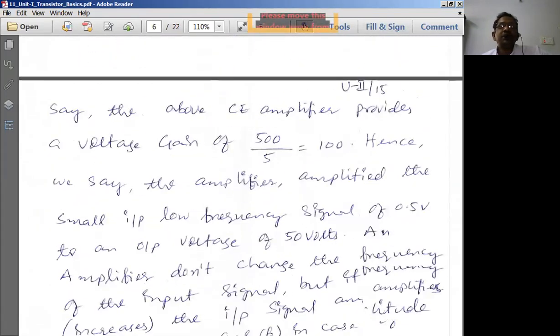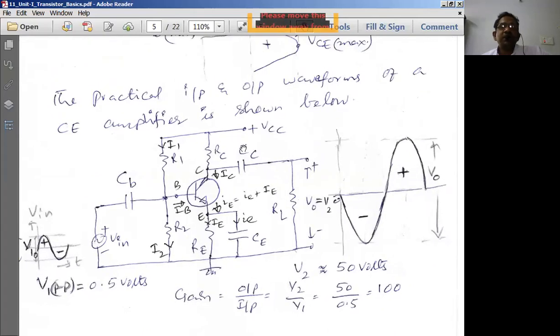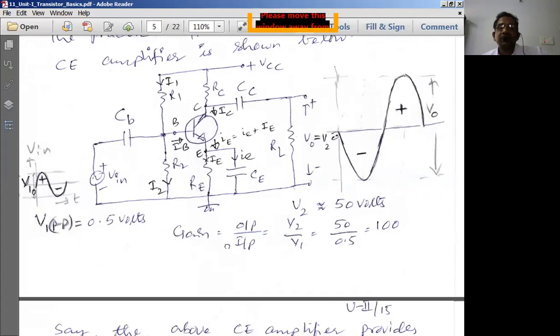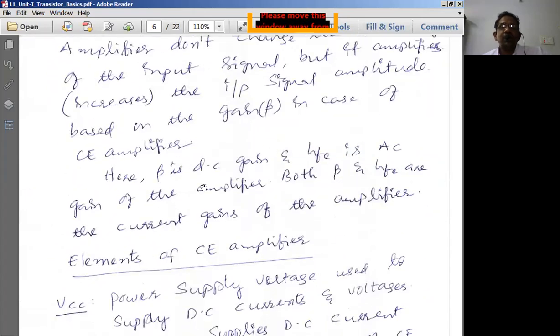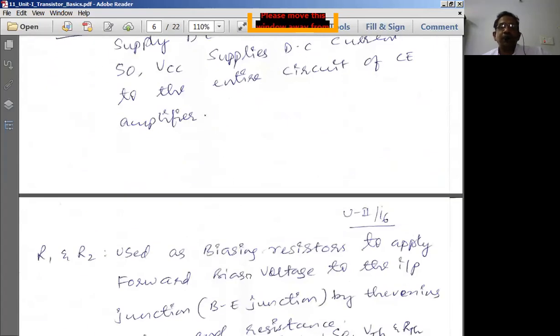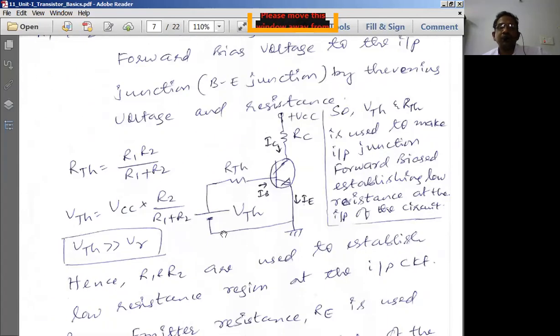What about the output junction being reverse biased? The output junction is reverse biased directly by the plus VCC. Plus VCC is directly connected to the collector through RC. Therefore, the collector junction is directly reverse biased. So the input junction gets forward biased by R1 and R2, known as biasing resistors, and the output junction is reverse biased directly by VCC.